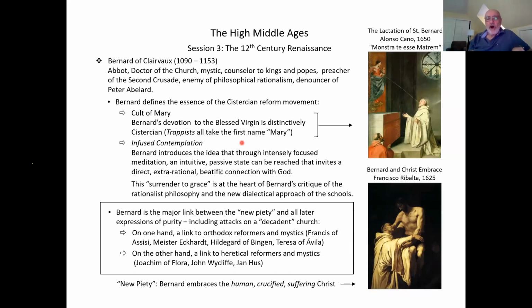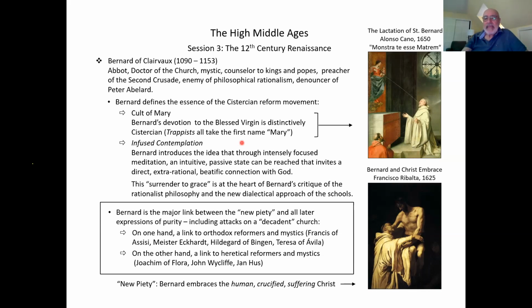The surrender to grace is at the heart of Bernard's critique of rationalist philosophy and the new dialectical approach of the schools. Now, somebody like Thomas Aquinas, who says the existence of God can be proven by reason, is also a mystic, though, who at the end of the Summa Theologica says, well, this is my baby book. This is where reason stops. This is when you come up against the limit. Yeah, you can prove that a God does exist, he would argue, but this isn't how you come to God. That is something that must be mystically embraced.